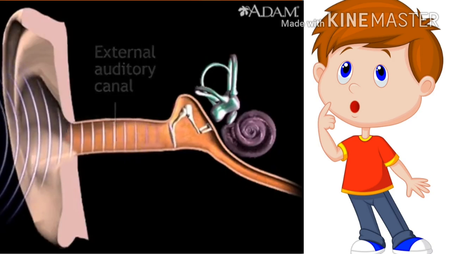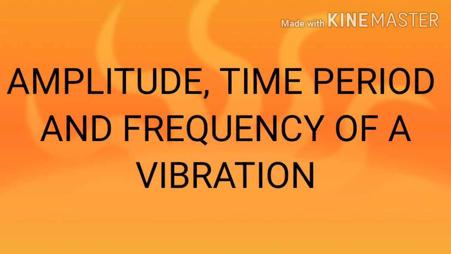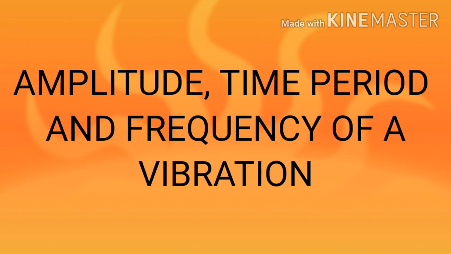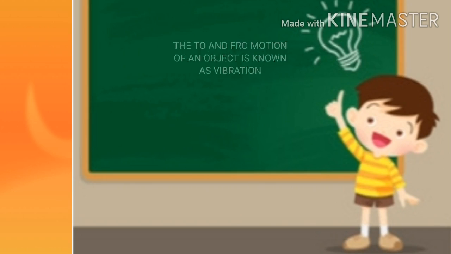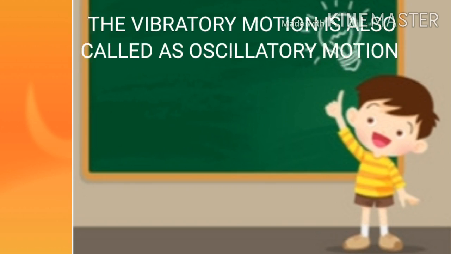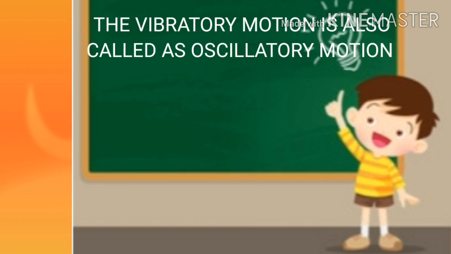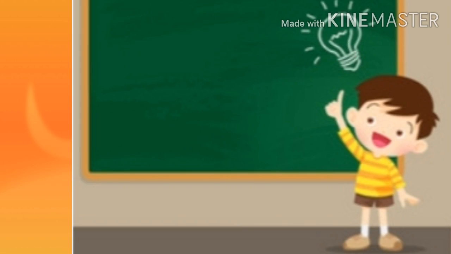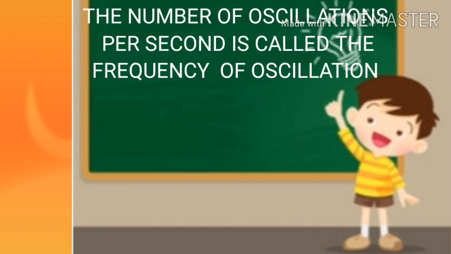The next thing we are going to discuss is amplitude, time period and frequency of a vibration. See, we have learned that the to and fro motion of an object is known as vibration, right? This motion is also called oscillatory motion. And we have already learnt in earlier classes about oscillatory motion and its time period, right? The number of oscillations per second is called the frequency of oscillation.